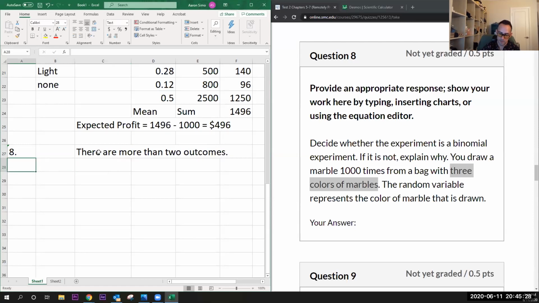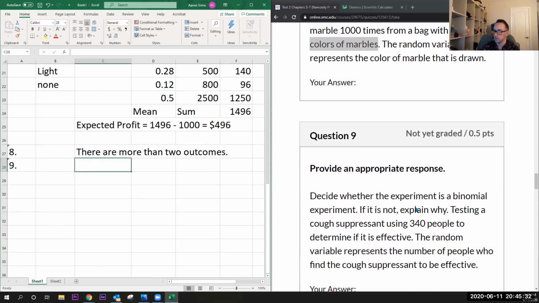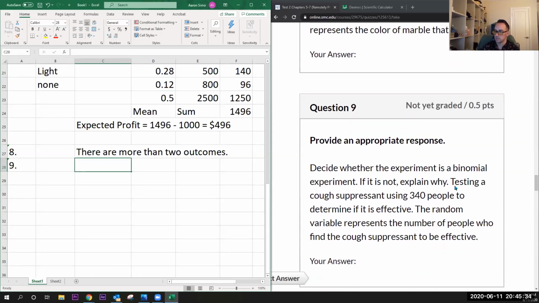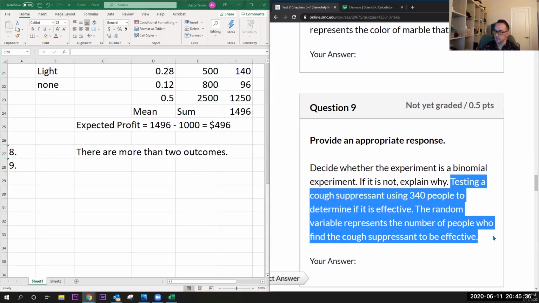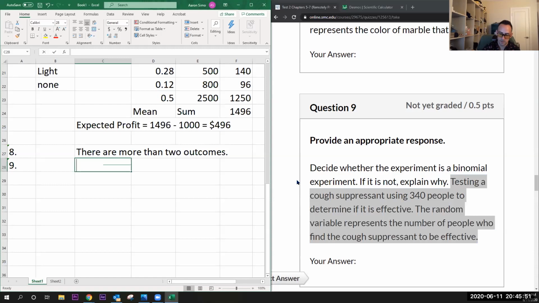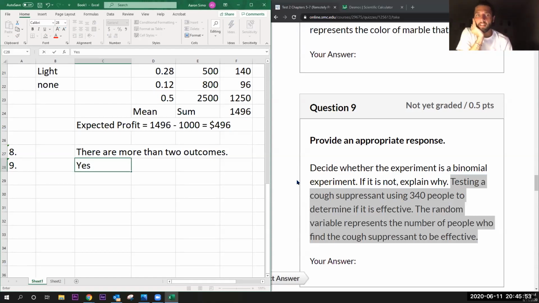And then number 9, this is testing a cough suppressant using 340 people to determine if it is effective. The random variable represents the number of people who find the cough suppressant to be effective. I would say yes. Yeah, because it's either they don't find it effective or they do. Yeah, 2 outcomes.